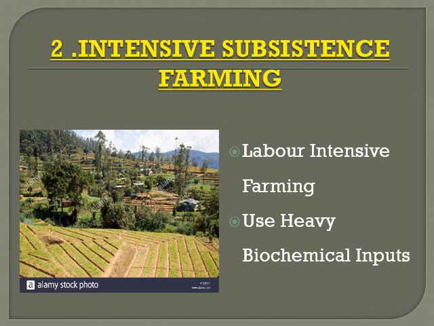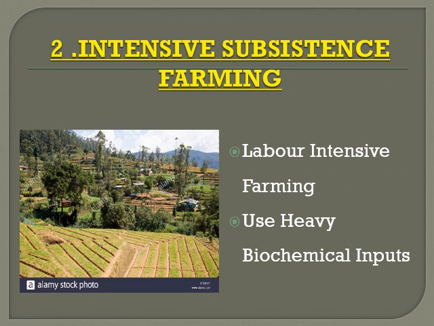This is the second type of subsistence farming, that means intensive subsistence farming. Students, a form of subsistence agriculture in which farmers must expend a relatively large amount of effort to produce the maximum yield from a piece of land is called intensive subsistence farming. Students, intensive subsistence farming in India is practiced in areas where there is high population pressure on land. It is a labor intensive farming.